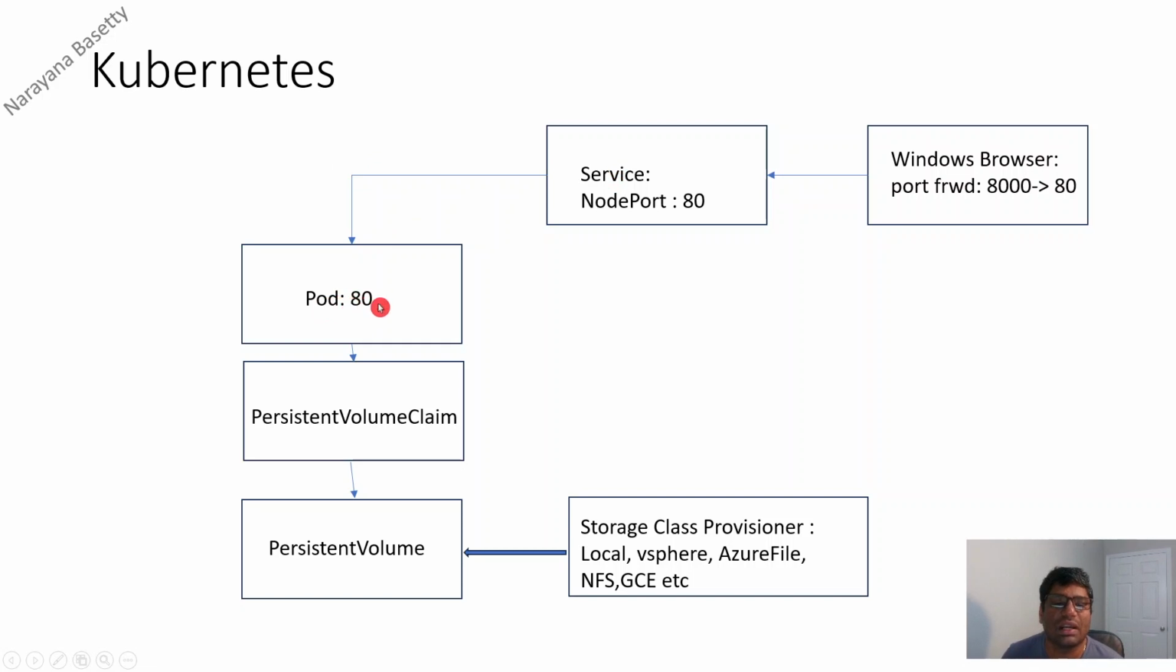This pod is running on port 80, which cannot be accessed from outside. So I need to have a service of type NodePort 80, which is going to call this pod, and I'm using a web browser to get access to my port 80. I have to do a port forwarding from my Windows machine. So this you can ignore. I mean, for demonstration purposes, I had to go with this route.